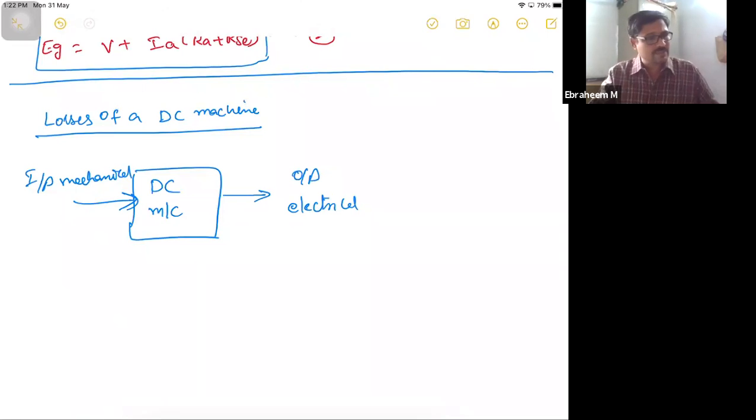The total mechanical energy which you are giving to your generator is not going to be completely converted into electrical energy, because no machine is 100% efficient. Every machine will have its own losses. In converting mechanical energy into electrical energy, part of the energy supplied to the machine will be lost in the form of different losses.